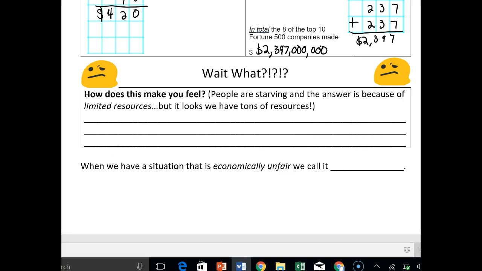And then understand that when we have a situation that is economically unfair, we call it inequity. We're going to learn more about this next week and continue to talk about how numbers can sometimes cause conflict. Because you should not feel happy about this. You should be angered and you should say, hey, this is wrong. This is not okay. That's the end of part 2.